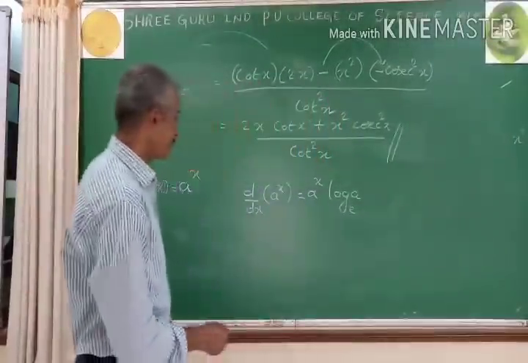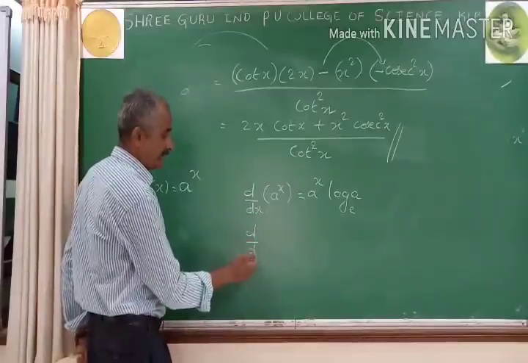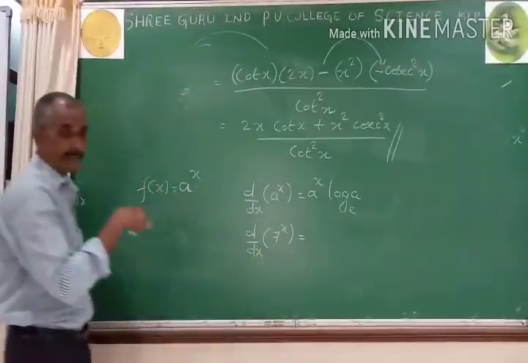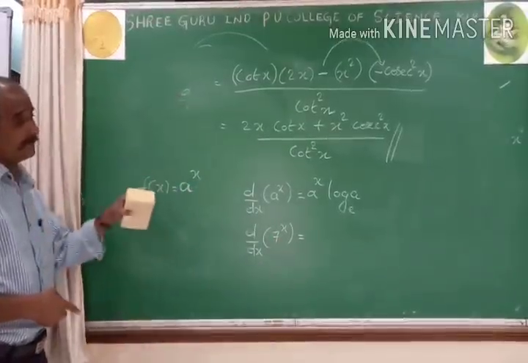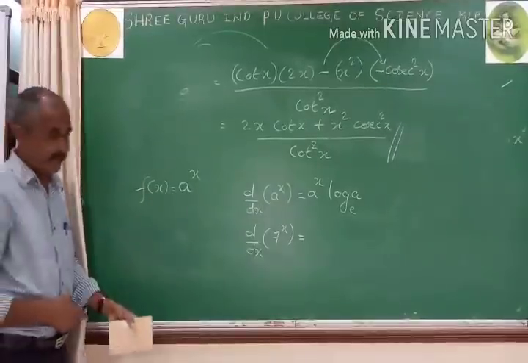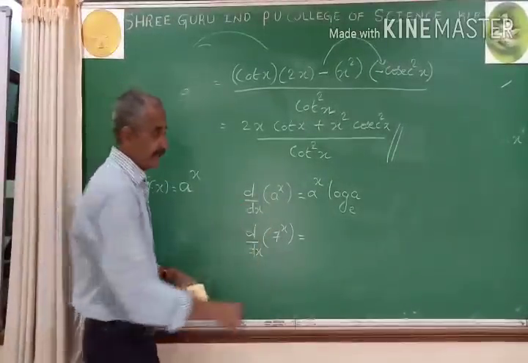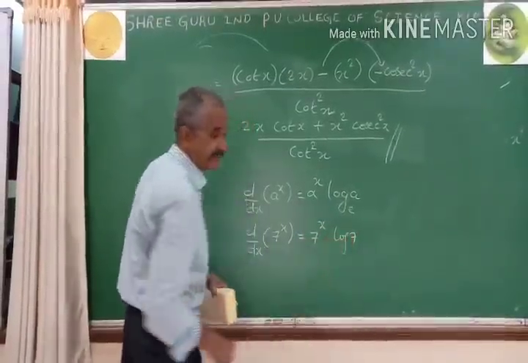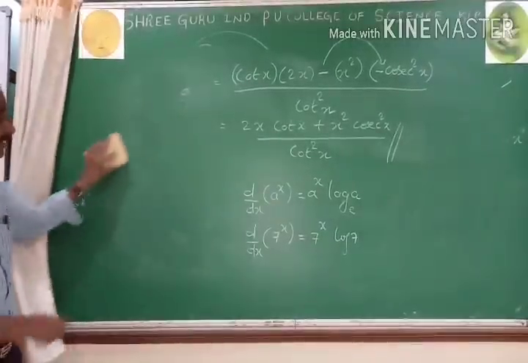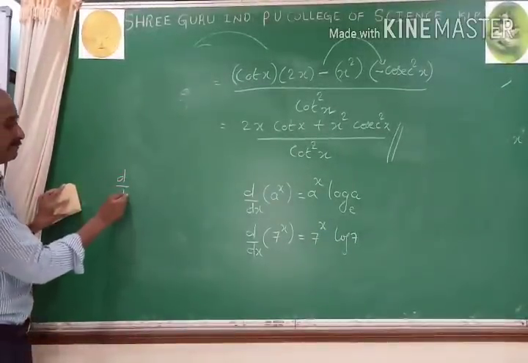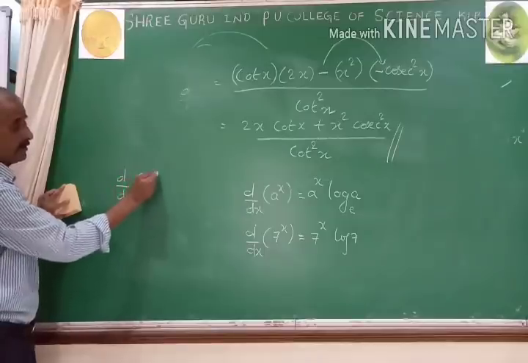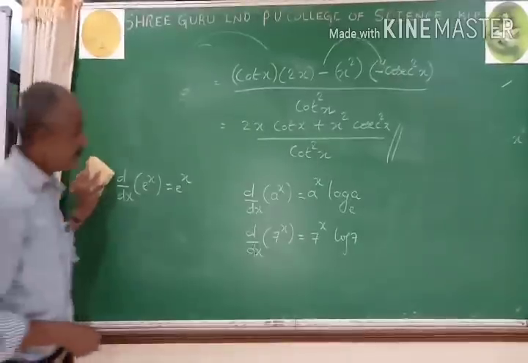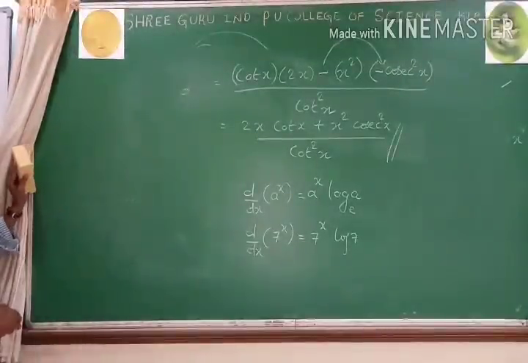In particular, suppose d by dx of 7 power x. Using this formula, as we noted, the differentiation of a power x is a power x into log a. So in place of a we have 7, and the answer becomes 7 power x into log 7 to the base e. Understood. Similarly, d by dx of e power x will be equal to e power x, because here instead of a we have e.